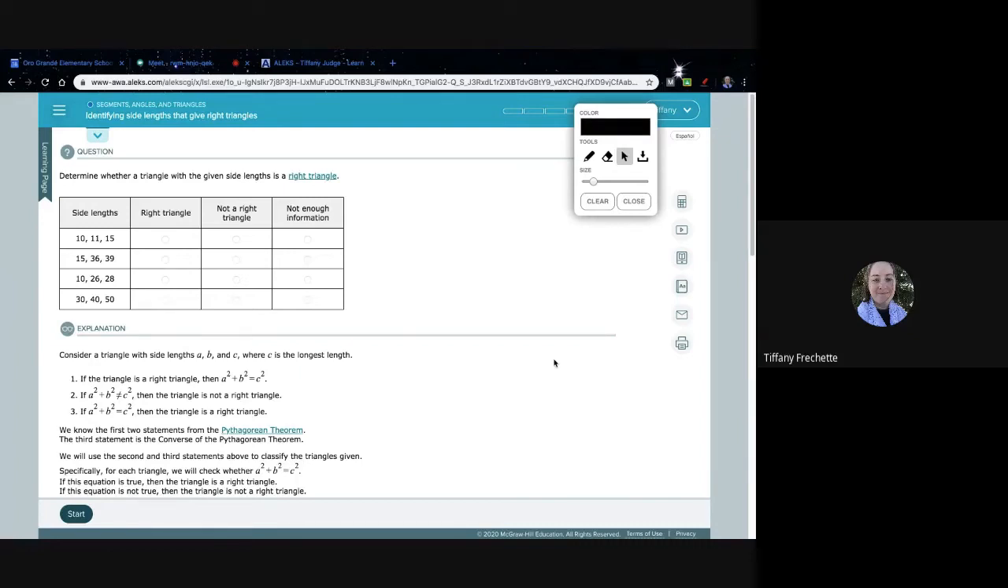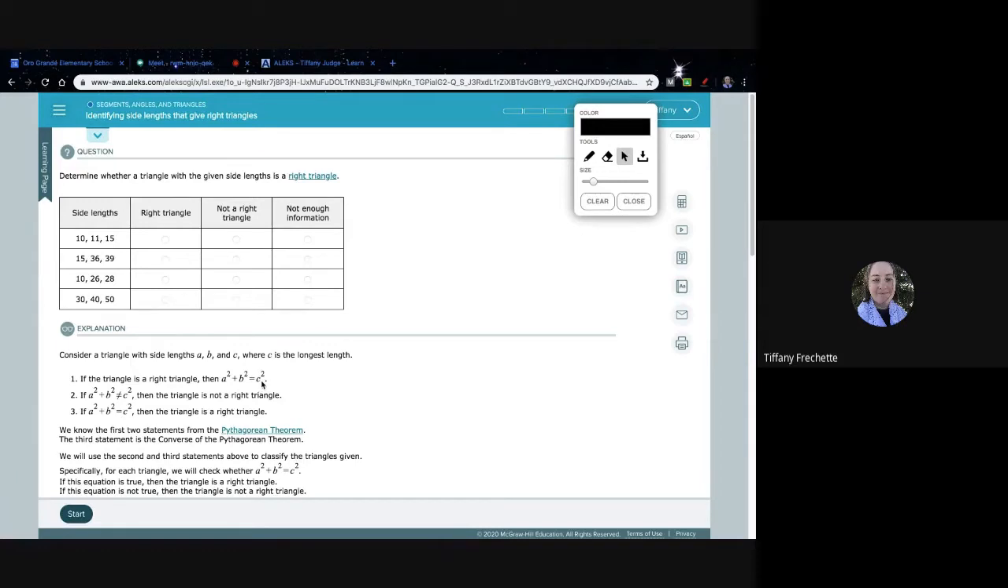Identifying side lengths that give right triangles. The question tells us to determine whether a triangle with the given side lengths is a right triangle. So in order for it to be a right triangle, the Pythagorean theorem has to work. And most students start recognizing it as soon as we start writing it out.